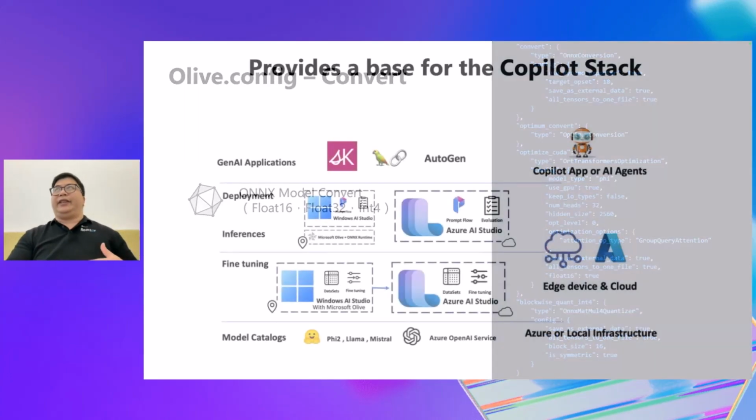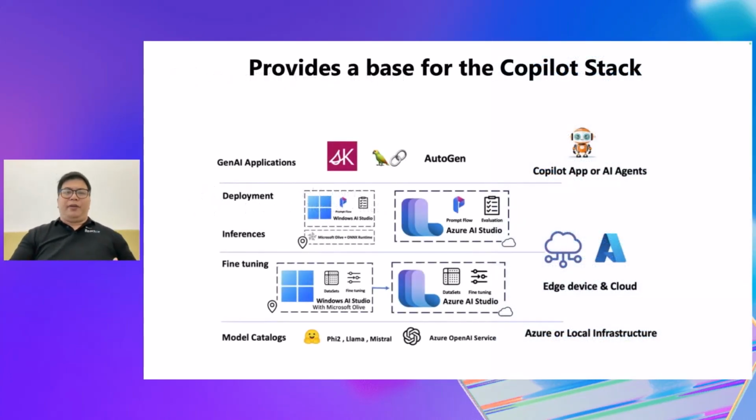Maybe we can see the Copilot stack. Some people want to focus on some applications. So generative AI application is very popular now. But this time, if we have Microsoft Olive, maybe we can talk more about the infra. Not only focus on the application, because the infra is very important. Just like the model selection, you can choose the model in Hugging Face or Azure model catalog or Azure OpenAI service. This is the model catalog.